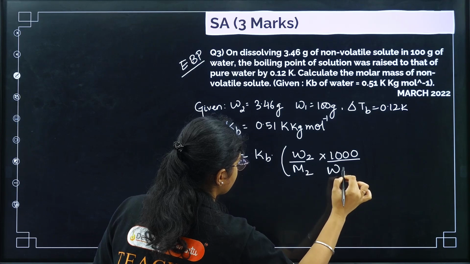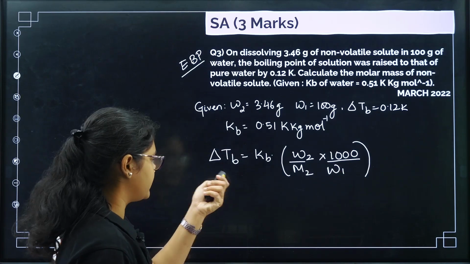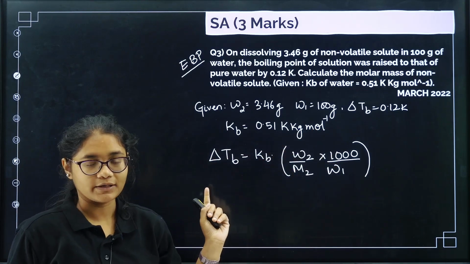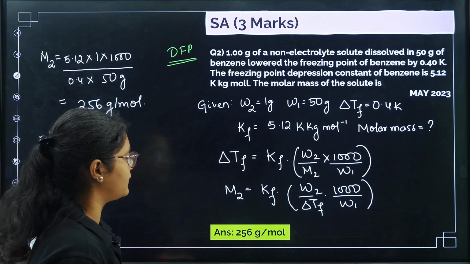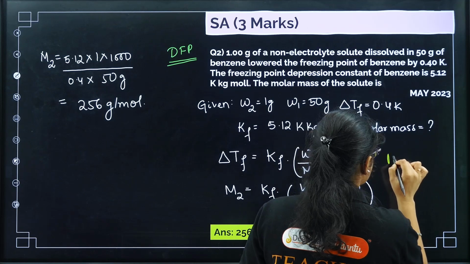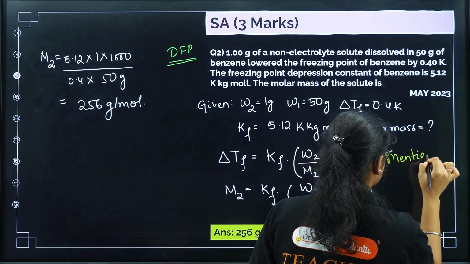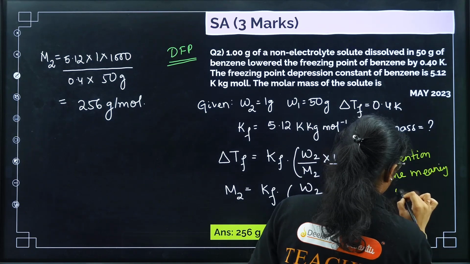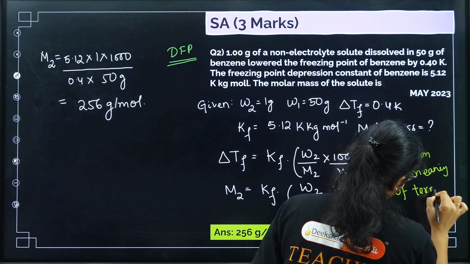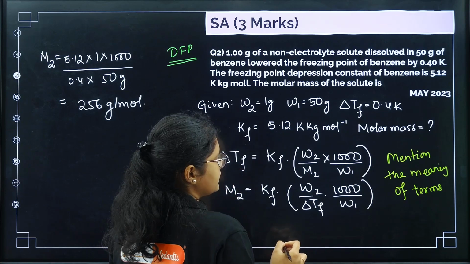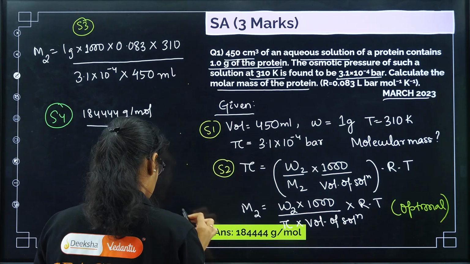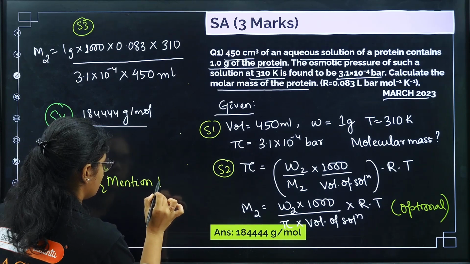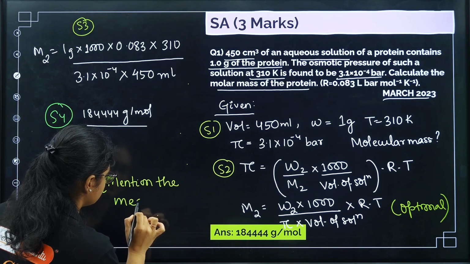mass W1. One more thing I forgot to say. Here it is better that you write what these formulas are indicating. I'll add here also, mention the meaning of terms. Here also it is valid. Here also mention the meaning of the terms.